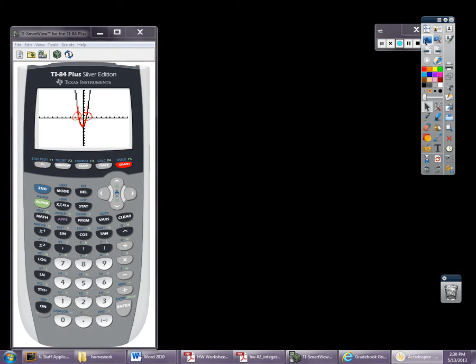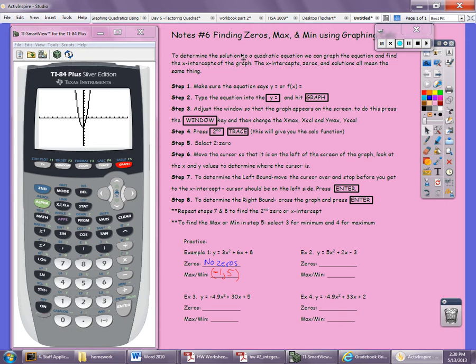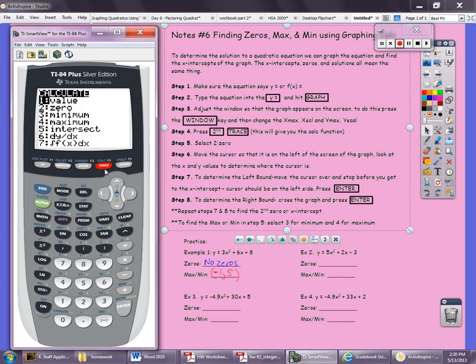So to do that, what we want to do is, we graphed it, we don't have to adjust it because we can see everything, so we do second trace. Second trace, we want to find the zero, so we go to 0, we hit enter, and now it says left bound. Well, I want to move my cursor to the left.